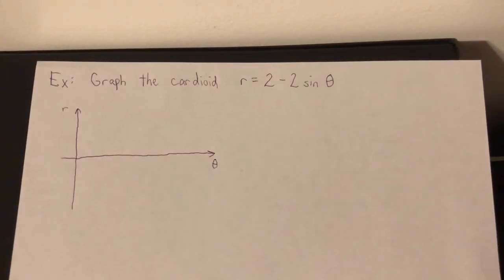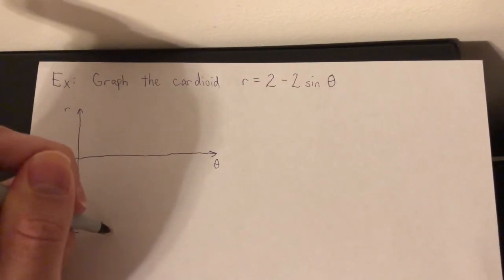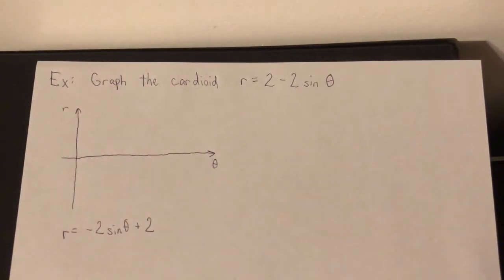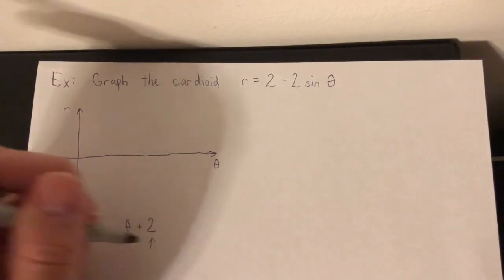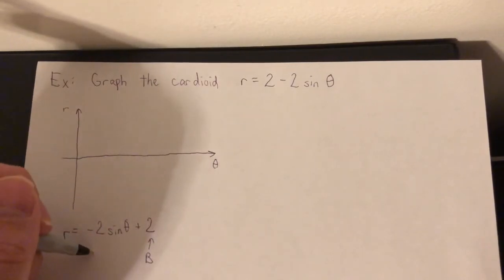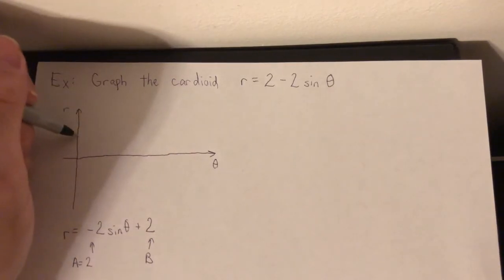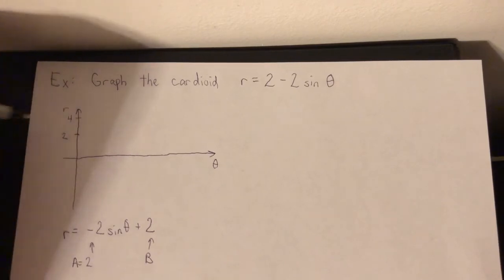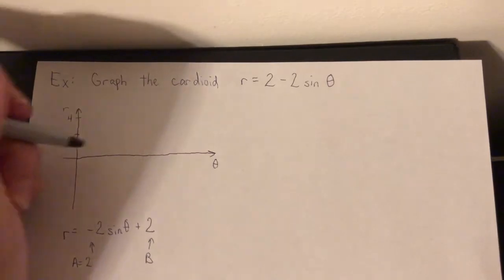So if I think about 2 minus 2 sine theta, I'm actually going to rearrange this so it's a bit more familiar from what our sinusoids look like. So negative 2 sine theta plus 2. This tells me I'm going to have a baseline of 2. Amplitude is 2. So here's my baseline of 2. My amplitude is 2, but since this is negative, it's going to be flipped.